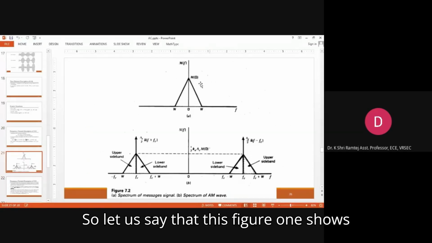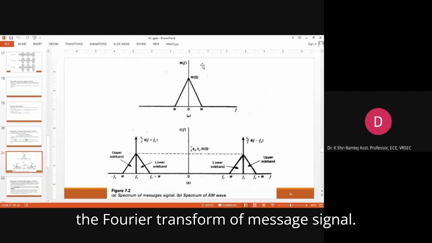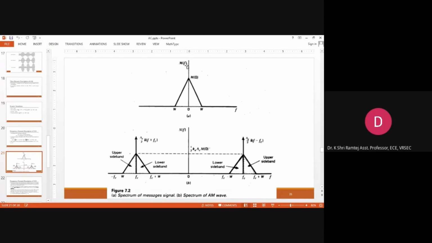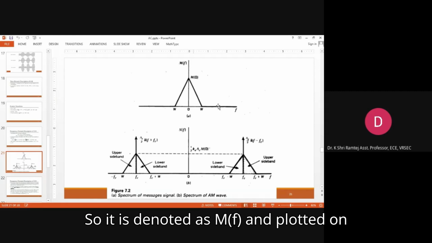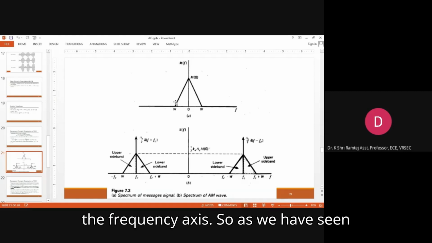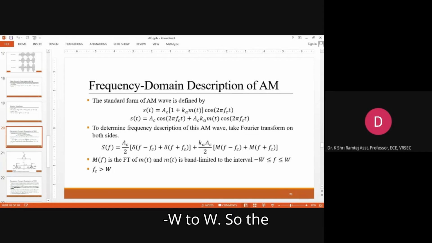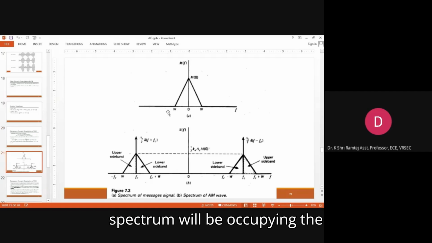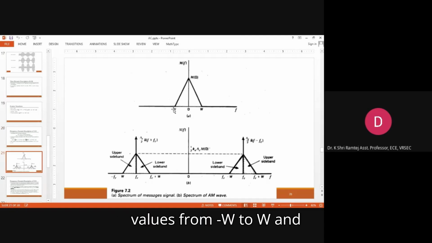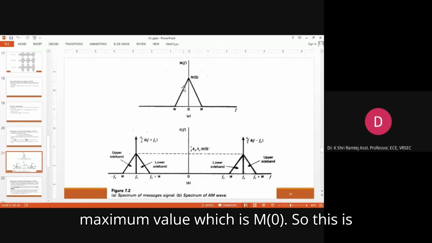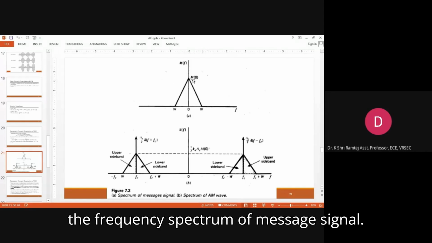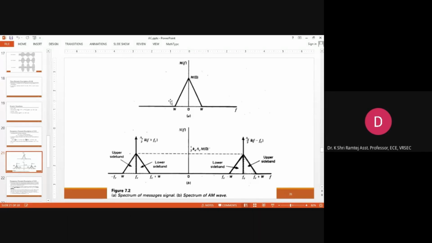Let's say that this figure 1 shows the Fourier transform of the message signal. It is denoted as m of f and plotted on the frequency axis. As we have seen, m of t is band limited to the interval minus w to w. So the spectrum will be occupying the values from minus w to w, and at f equal to 0, it will have the maximum value, which is m of 0. So this is the frequency spectrum of the message signal.